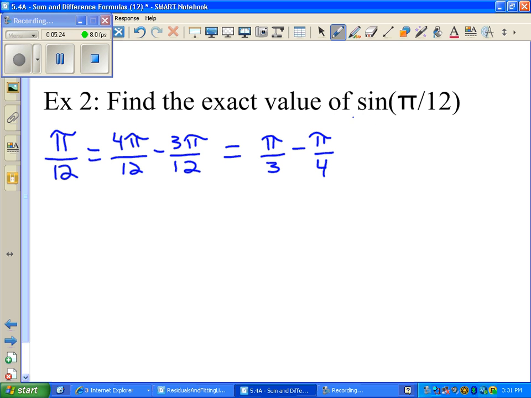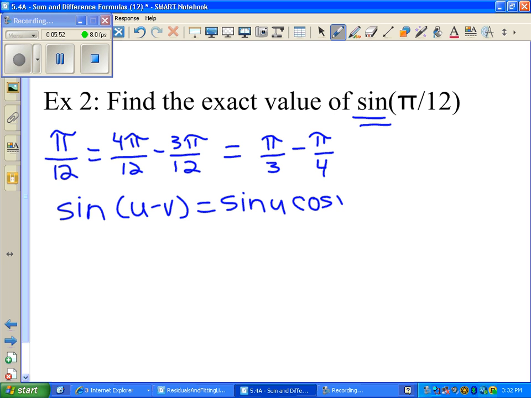I'm going to use the sine equation, and I'm going to use the subtraction or the difference because pi over 12 is pi over 3 minus pi over 4. Here's my formula. I have the sine of u minus v is equal to the sine of u, cosine of v, and this is just directly from that formula sheet, minus the cosine of u, sine of v.